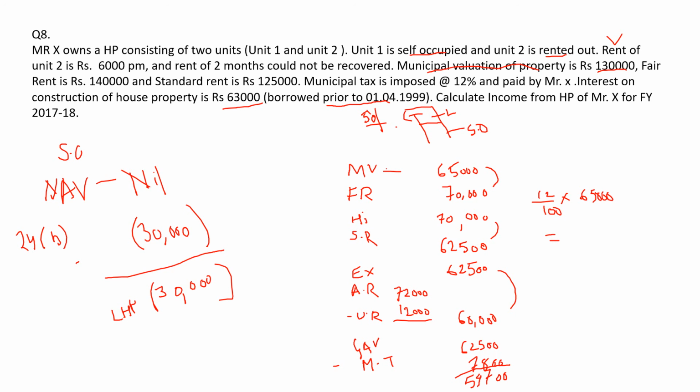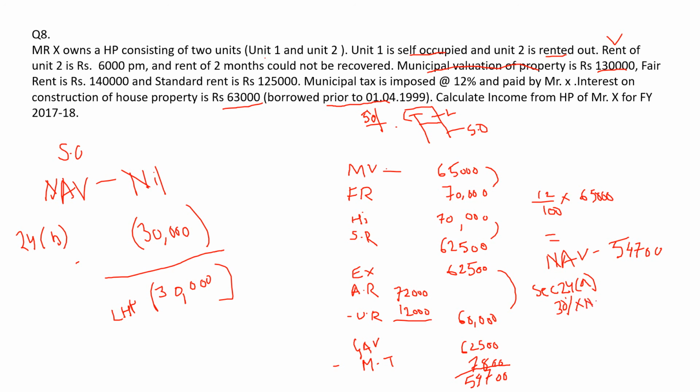To find out the income from house property, we will also have to give the deductions. From this NAV, which is 54,700, we will give a deduction under section 24A. It is 30% of the NAV, so 30% of 54,700.